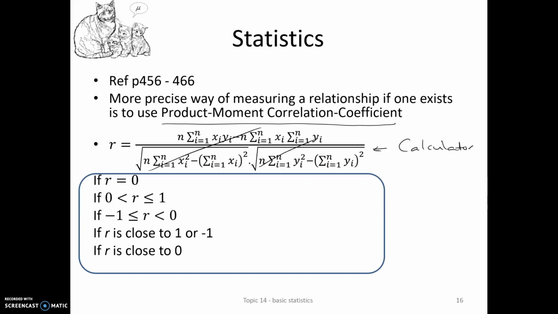But the things that we need to know are, if the value that we find, R, is equal to 0, then there's no correlation. If the R value is between 0 and 1, then we'd say there's a positive correlation. And if it's between -1 and 0, we'd say there's a negative correlation. The closer it is to the end points, the stronger the relationship, and the closer it is to 0, the weaker the relationship.